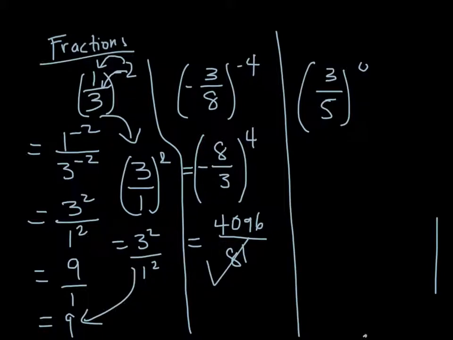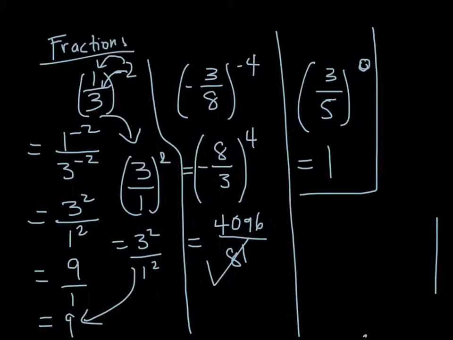This is 3 over 5 to the power of 0. Well, I'm going to ask you guys to check this on your calculator first of all and see what you get. All right. Hopefully you paused it and you checked it. If not, pause it and figure it out. Good. If you got it, the answer is 1. Exactly. Anything to the power of 0 is 1.